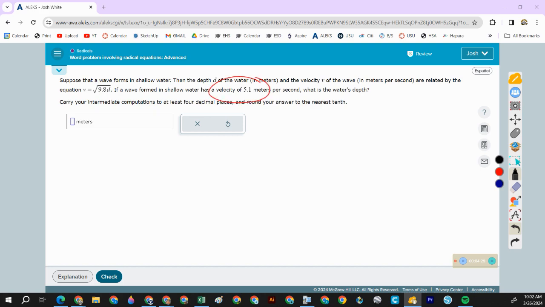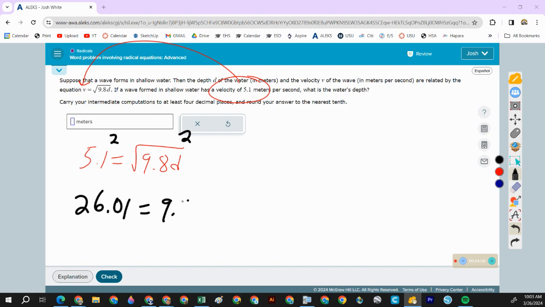So this is a velocity, so we stick it in for v. 5.1 equals the square root of 9.8d. Square both sides. I don't know my 5.1 times tables. So 5.1 squared is 26.01 equals 9.8d. And then divide by 9.8. And I get the depth is 2.87.